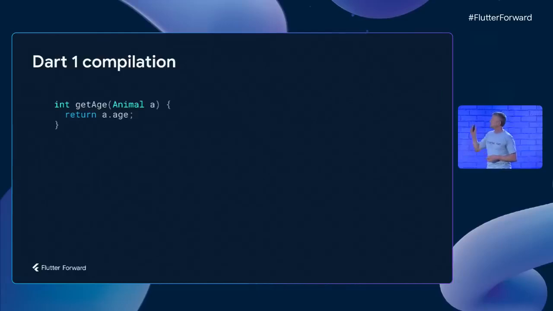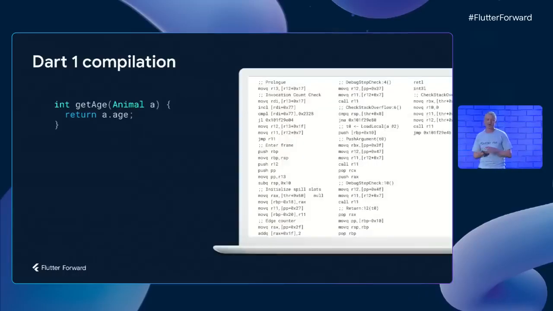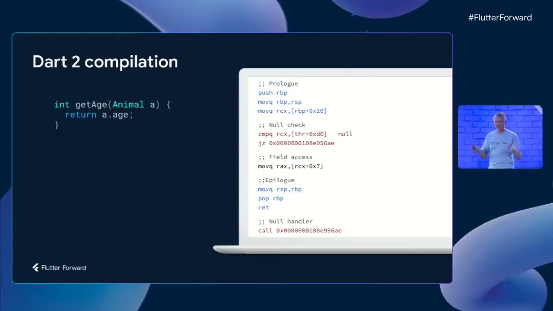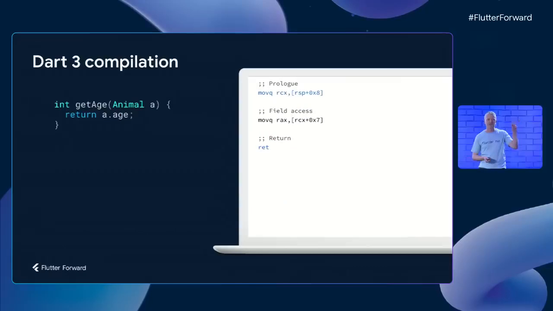Here's an example. This is a small function that takes an argument and returns a result. When this code was compiled to machine code with Dart 1, our compiler produced 26 machine code instructions to have all the needed runtime checking in place. With sound null safety in Dart 2, we could reduce this down to 10 instructions. And in Dart 3, with sound null safety everywhere, we're now down to 3 instructions. And this was just a simple function call. Imagine a large real-world program with thousands of lines of Dart code. It adds up to a huge change.